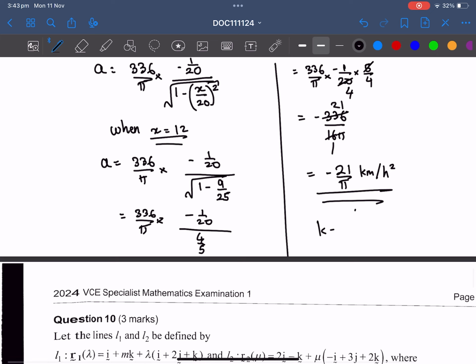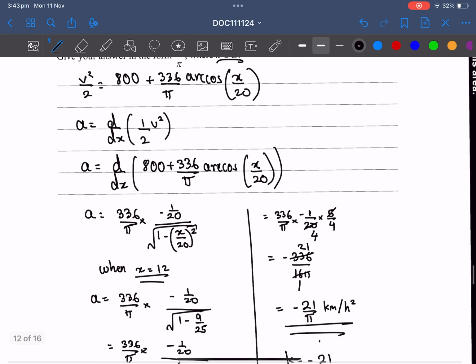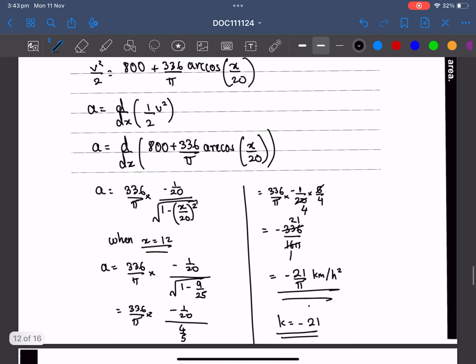If you want to be safe, I'll just write k equals to minus 21, just to be very safe. Okay, but I don't think it's required. Anyway, I think this should be all good. We matched the form, so that's good.